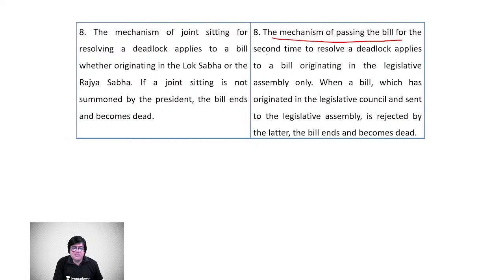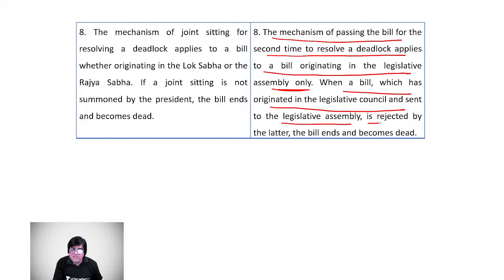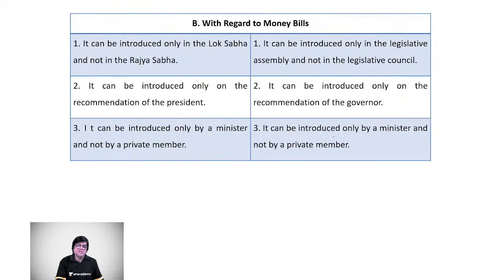And the mechanism of passing the bill for the second time to resolve a deadlock applies to a bill originating in the legislative assembly only. Right? When a bill which is originated in Legislative Council and sent to the Assembly is rejected, then of course the bill becomes dead. It comes to an end, right?